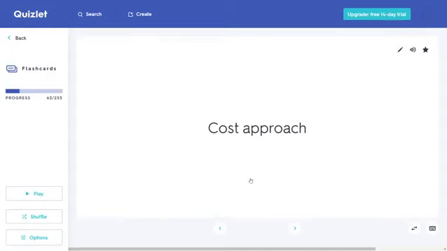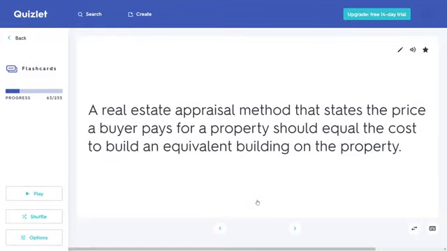Okay, cost approach. All right, so go ahead and take a couple seconds and think this one over. Okay, do you guys remember what this is? Is this a new term for you guys? Let's see. Cost approach is a real estate appraisal method that states the price a buyer pays for the property should equal the cost to build an equivalent building on property.